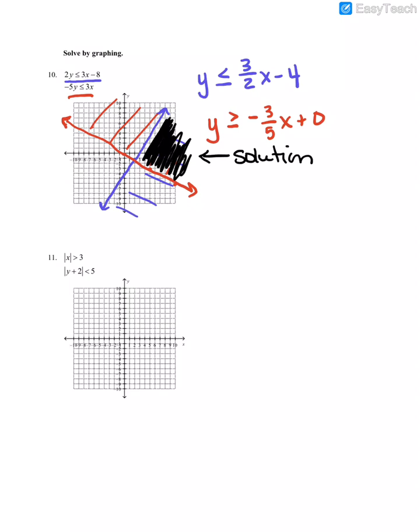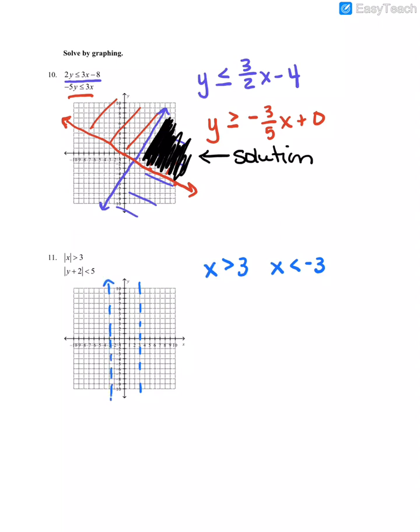All right, number 11. Absolute value of x is greater than 3. So absolute value, remember, when I split it apart, x is greater than 3. X is also less than negative 3. So x equals our vertical line, so I want a dotted line at positive 3 and a dotted line at negative 3.